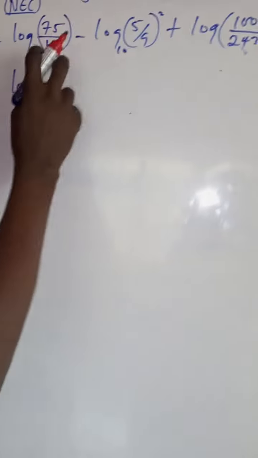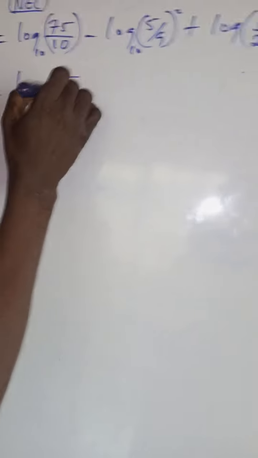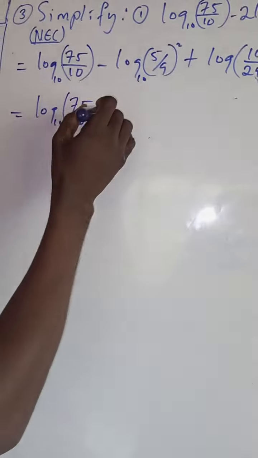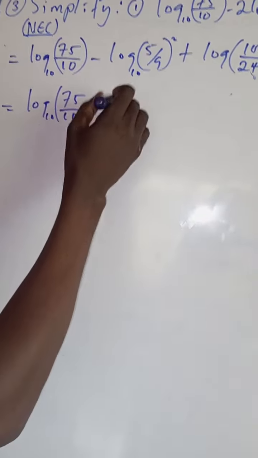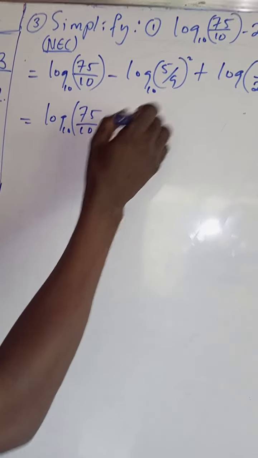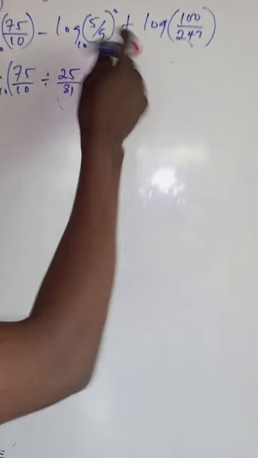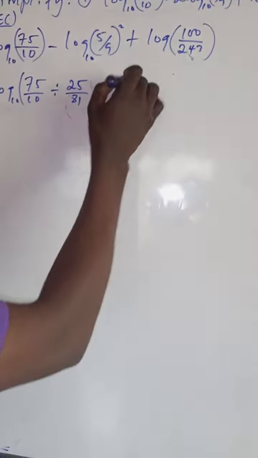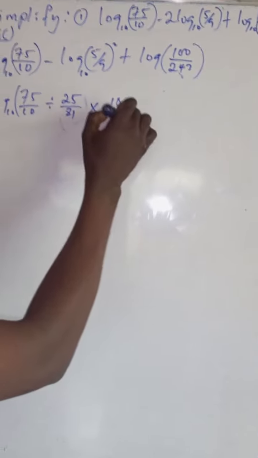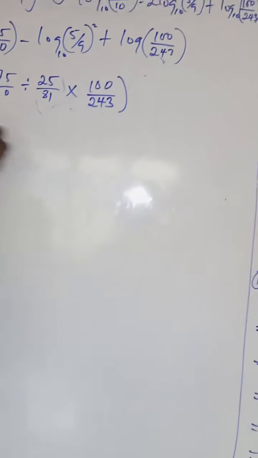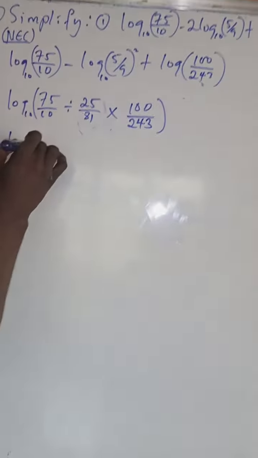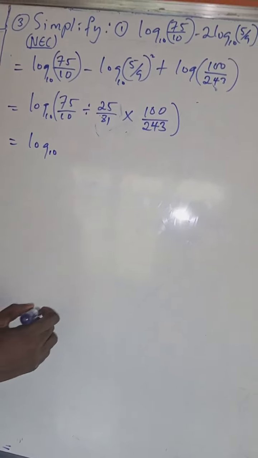This one will be division. So that will be 75 over 10 divided by 5 squared over 9 squared, which will be what? 81. So why dividing? No, I don't need the bracket now. This plus will be multiplication, 100 over 243. So I can go ahead saying log base 10.